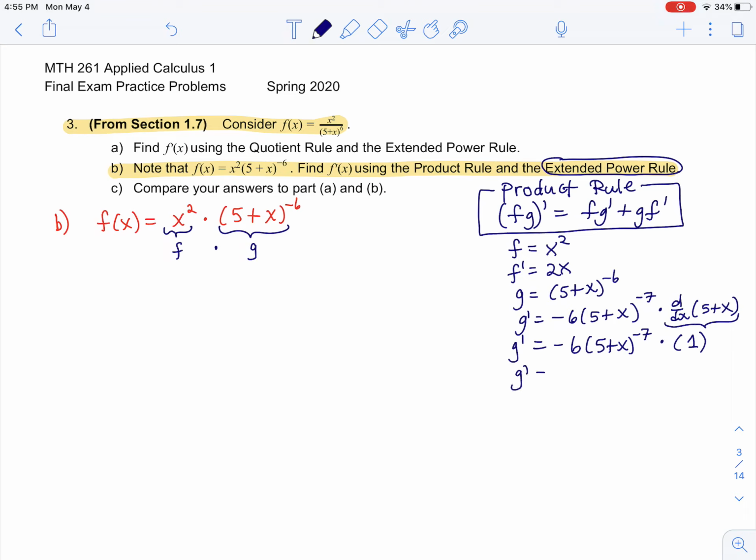But be prepared on the exam. I'm going to try to give you an inside function that does not have a derivative of 1, so that you're going to have to multiply by something. Negative 6 times 5 plus x to the negative 7th power.